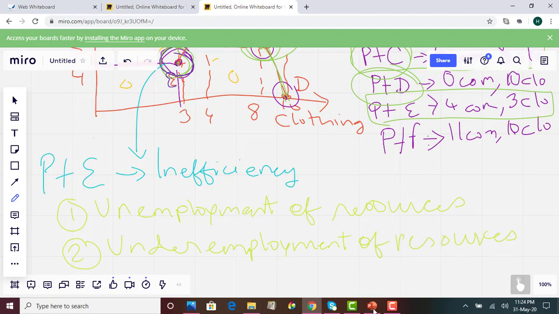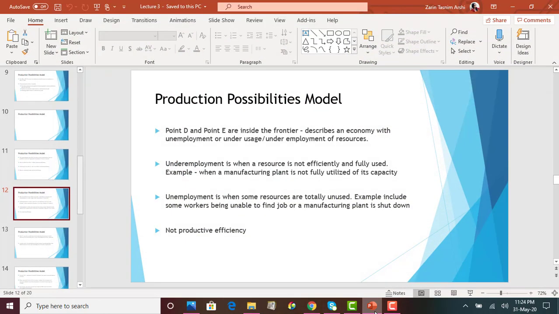These two factors can cause the economy to operate below the graph, and that will cause inefficiency. So what do unemployment and underemployment of resources mean? Underemployment of resources is basically when a resource is not efficiently and fully used. Let's say I have one big room to manufacture shoes, but I'm only using half of the room to produce shoes. That is underemployment. I am not fully using my resources or my facility to produce shoes, so that will cause inefficiency, and at that time I will operate below the curve.